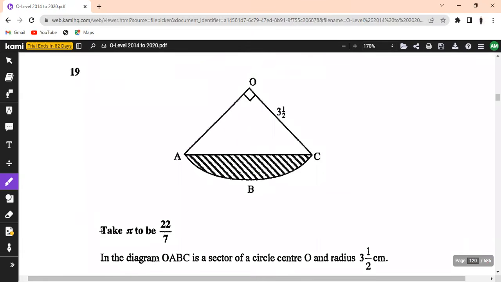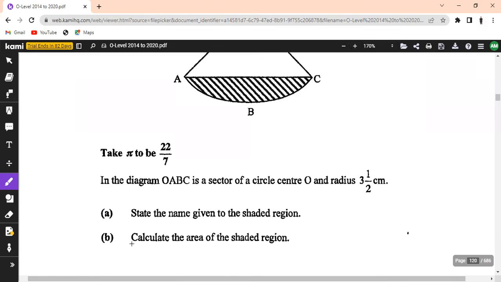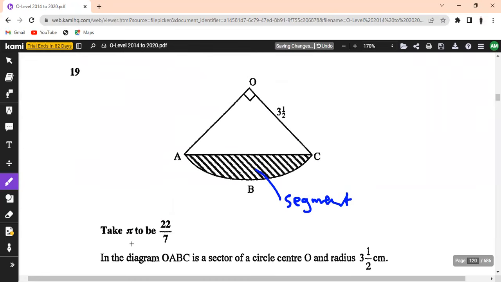All right, number 19. We are given in the diagram OABC is a sector of a circle, center O, where we are given the radius, which is 3.5. That's our sector. The first question is to state the name of the given shaded region. I'm actually saying the answer. So this is a segment here. But because it's subtended by 90 degrees, which is the smaller angle, it's going to be a minor segment.